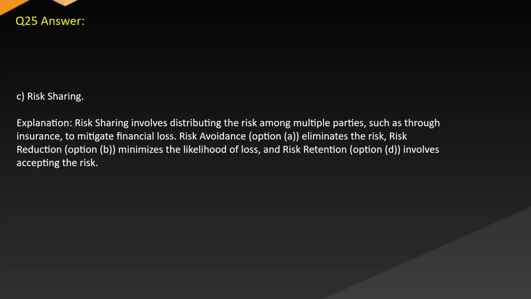C. Risk sharing. Explanation. Risk sharing involves distributing the risk among multiple parties, such as through insurance, to mitigate financial loss. Risk avoidance, option A, eliminates the risk. Risk reduction, option B, minimizes the likelihood of loss. And risk retention, option D, involves accepting the risk.